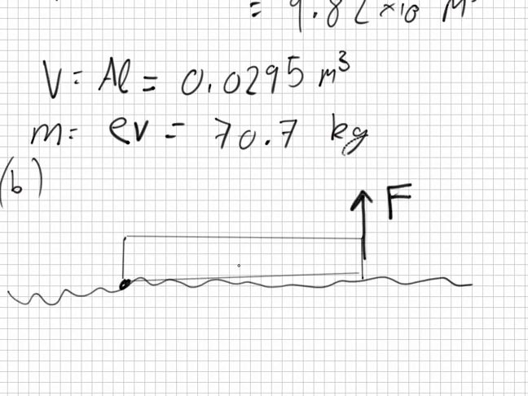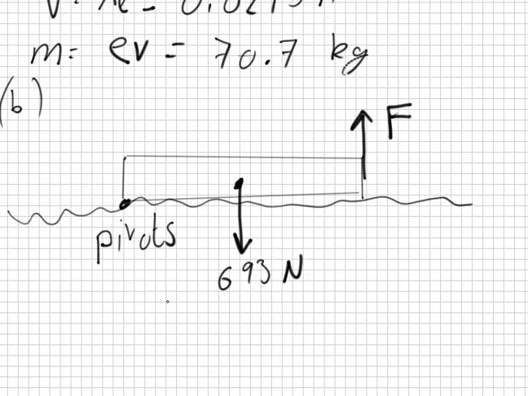And don't forget the weight is pulling it down. Now the weight will be mg. So the weight here is 693 newtons. And the question is, how much force does he need to lift it? And the key thing here is it pivots, it turns at this point.